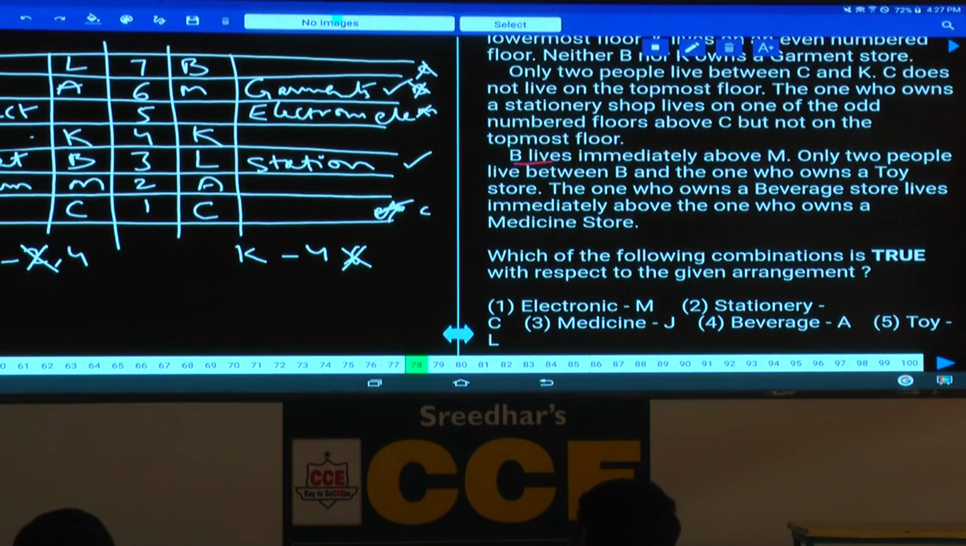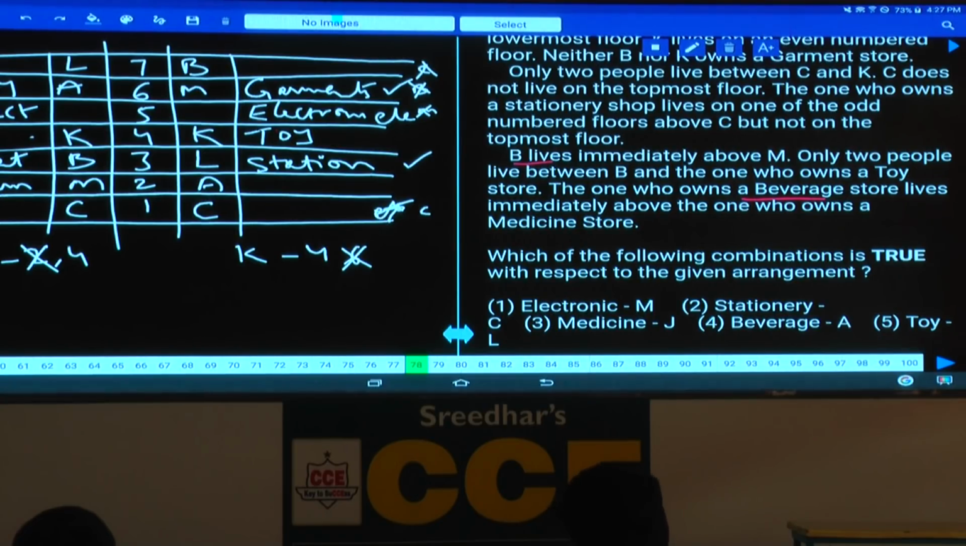Only 2 people between B and the one who owns toy. B and toy, hence toy must be on the 4th floor. Now here, only 2 in between these 2, toy must be on the 6th floor. Clear? Next one. The one who owns a beverage store lives immediately above the one who owns medicine.